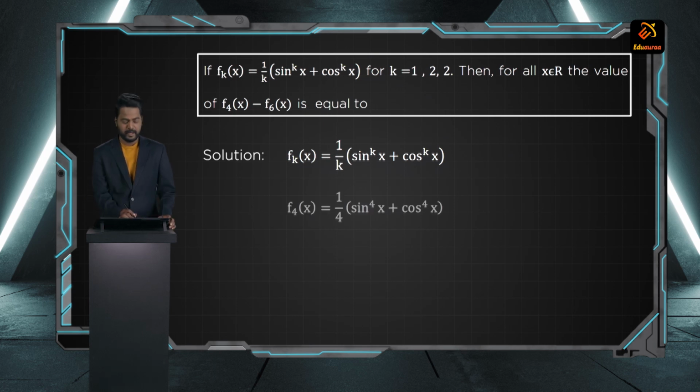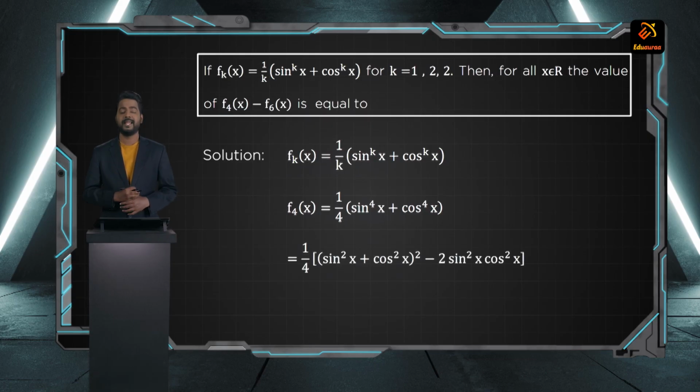Now we'll find f4 of x. Substituting k equal to 4, it will be 1 upon 4 times sin raised to 4x plus cos raised to 4x. I can write this as 1 upon 4 as it is, and instead of sin raised to 4x plus cos raised to 4x, I can write sin square x plus cos square x the whole square minus 2 sin square x cos square x. But sin square x plus cos square x is 1. So it will be 1 minus 2 sin square x cos square x. Now I know the formula: 2 sin x cos x is equal to sin 2x.